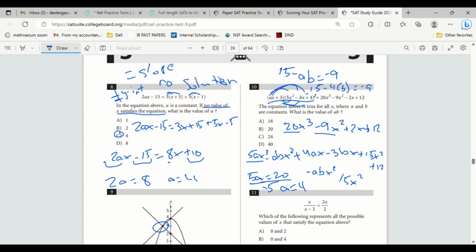Subtract 15 from both sides. We get that negative 4b equals a negative 24. Dividing both sides by negative 4, we get b equals 6. And what is a times b? That's what the question is asking. a is 4, b is 6, so ab is 24.